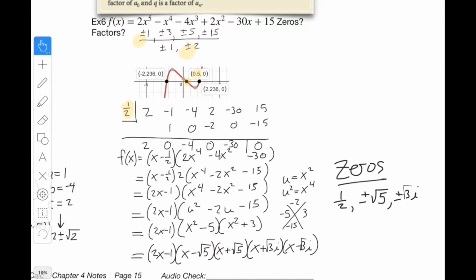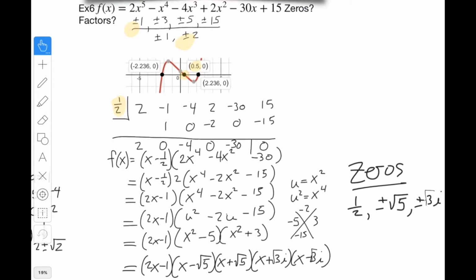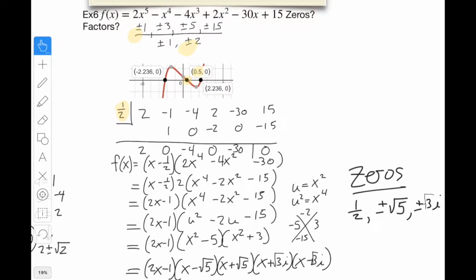Okay, so here, I'll just leave the whole thing so that you can see it. I've got this function, and I want to find the zeros and the factors. I'm taking 15 and all of its factors and putting them in the numerator, and then 2 and all of its factors and putting them in the denominator.